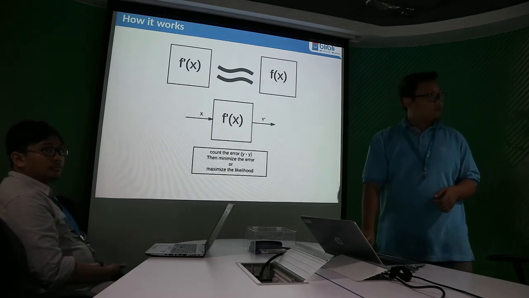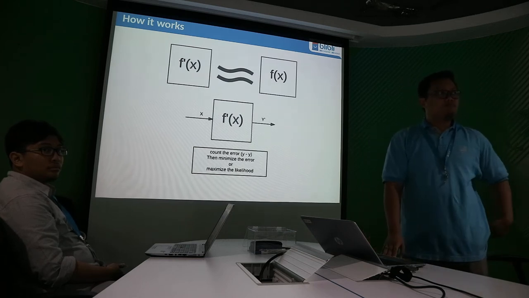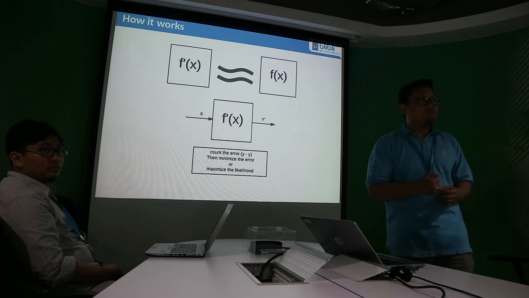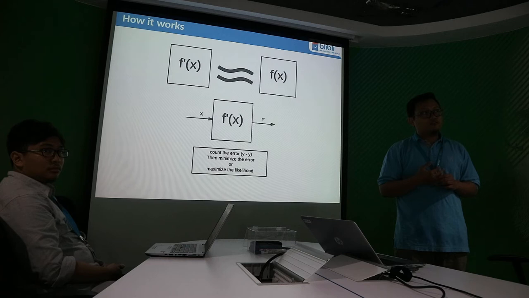I have one question. Yeah. So you said that there is a real function, and since we don't know the real function, we are able to approximate it. But given the data set, how do we know for sure that it will fit the real function?